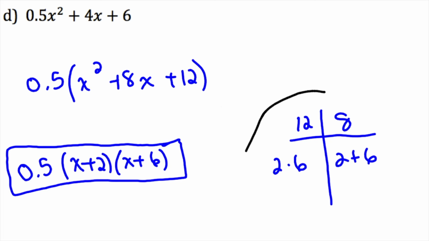First of all, I started with my table, so let's look over here at the table. 12, two numbers that multiply to give me 12, and add to give me 8, so 2 times 6 is 12. 2 plus 6 gives me 8, so there's my two factors. Still have the 0.5 out front, 0.5 right here. But then x plus 2, positive 2, x plus 6, positive 6. Final answer for example D.